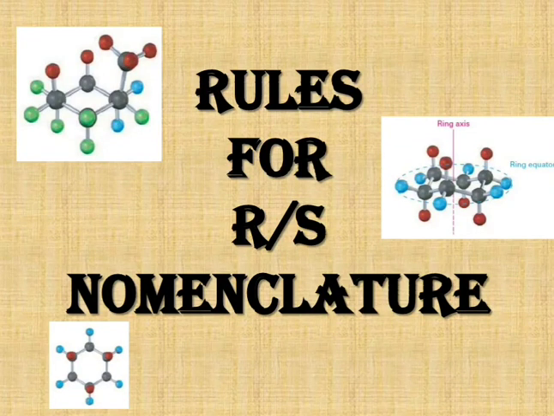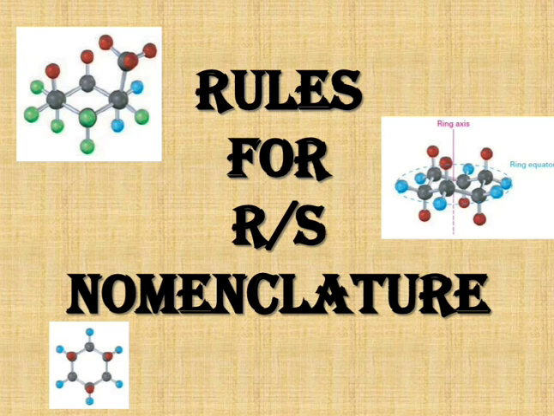Hello everyone. Today we are going to understand what is R and S nomenclature, and we will also study some of the rules necessary for assigning R and S absolute configuration to organic molecules having chiral carbon atoms or chiral centers in wedge-dash formula as well as in Fischer projection formula.